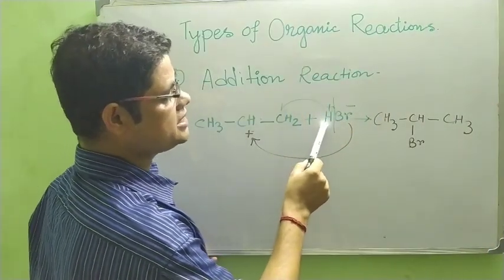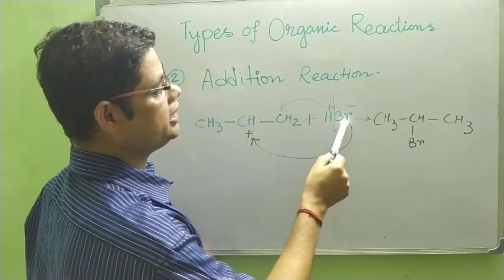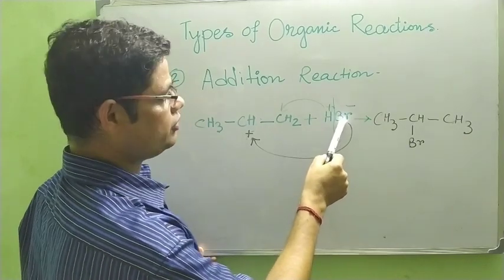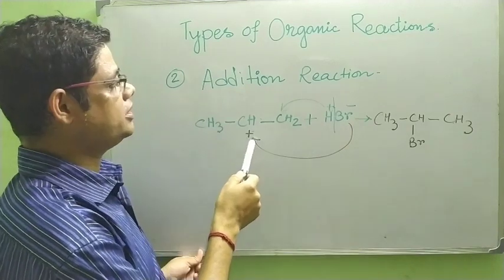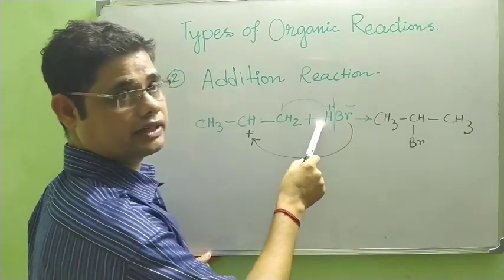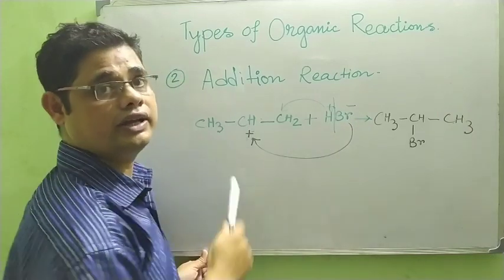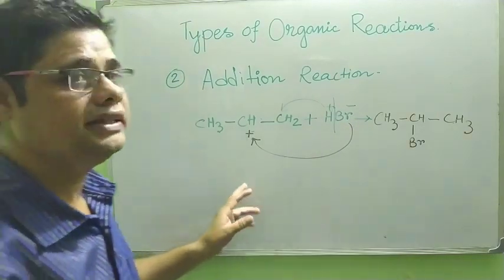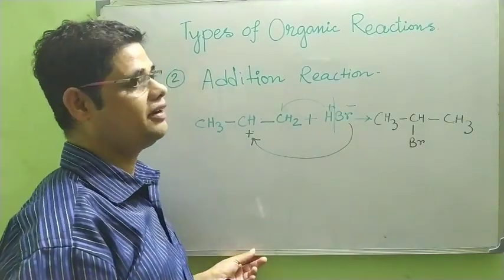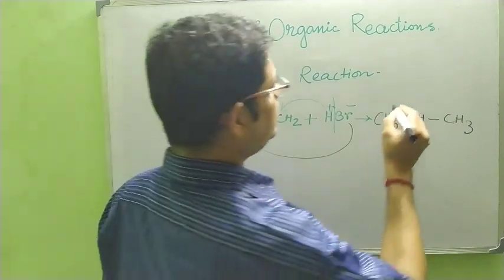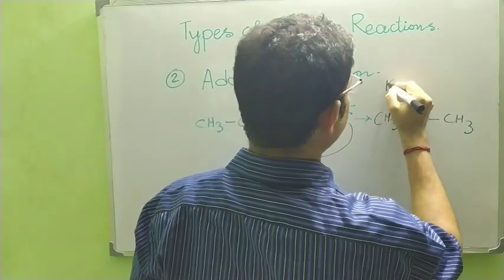Now look at the reaction. Here H plus is an electrophile and Br minus is a nucleophile. So what can I call it, an electrophilic addition reaction or a nucleophilic addition reaction? In this case, we have to consider reaction kinetics.